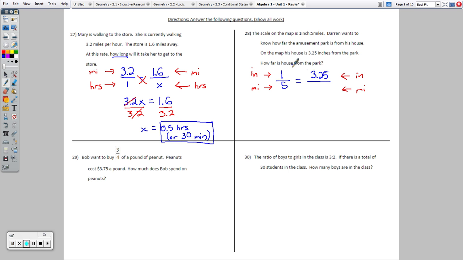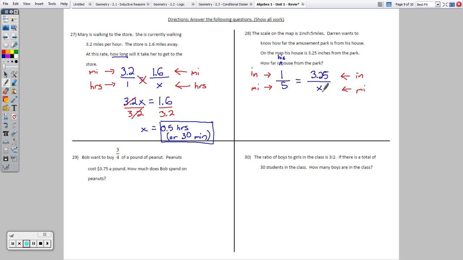Should be his house. I'm gonna just let you know I didn't make these packets myself. I just kind of printed them out. So we'll make the little typo correction. That's okay. We all make mistakes. So how far is his house from the park?